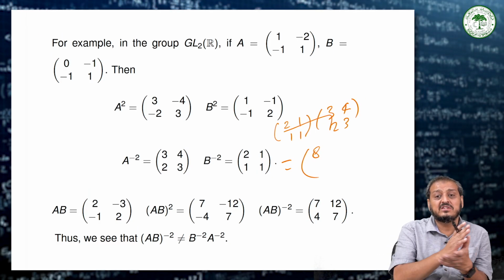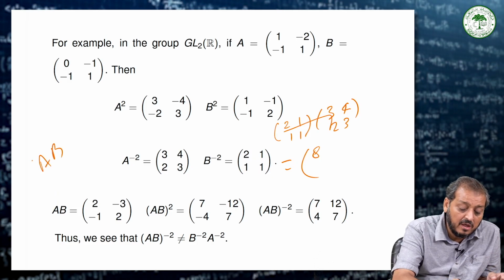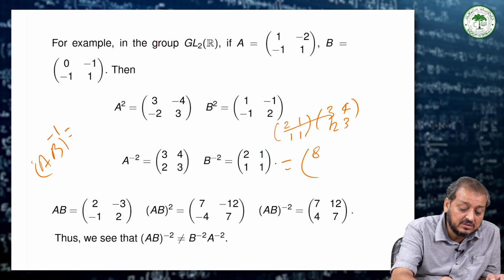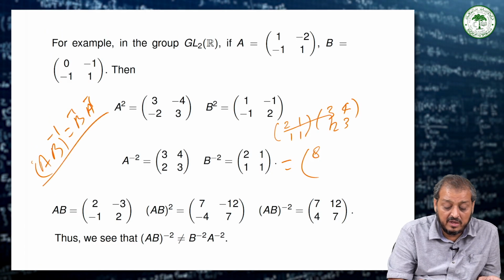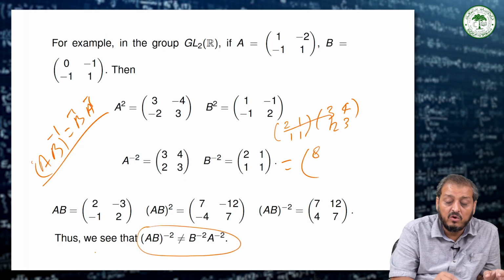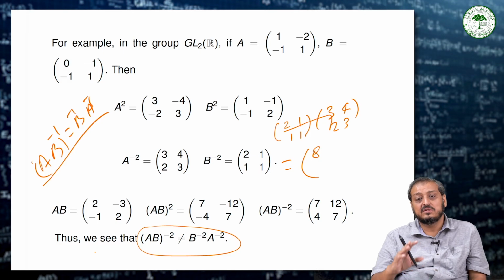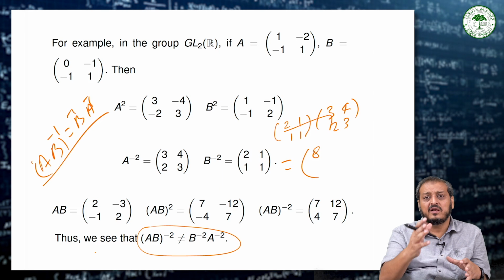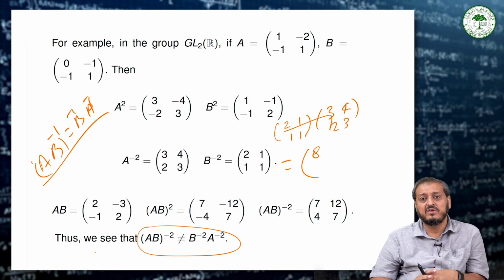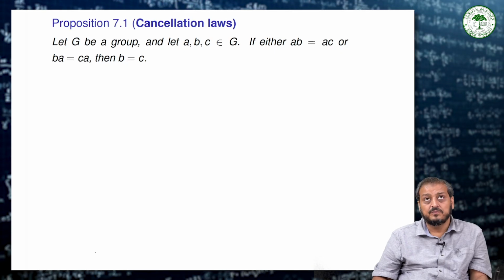So in general we can say that the inverse of AB is equal to B inverse A inverse, but in general this is not true for the power. We have provided a counter example for this. A is equal to this matrix and B is equal to this matrix, they are elements of the group GL2(R), and this does not satisfy this form.